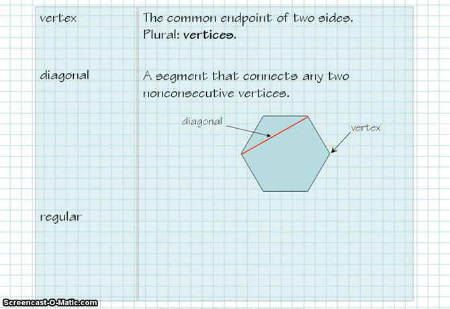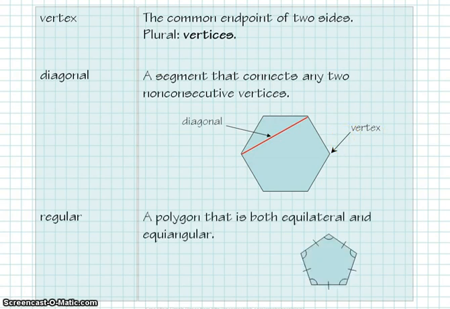So that's a diagonal. Now, a regular polygon: if you remember back when we talked about triangles, we had equilateral triangles where the sides were all the same, equiangular triangles where the angles were all the same. Well, polygons can work the same way. We get tired of having to say equilateral and equiangular, so we just say regular. If a polygon is both equilateral and equiangular, we say it's regular.